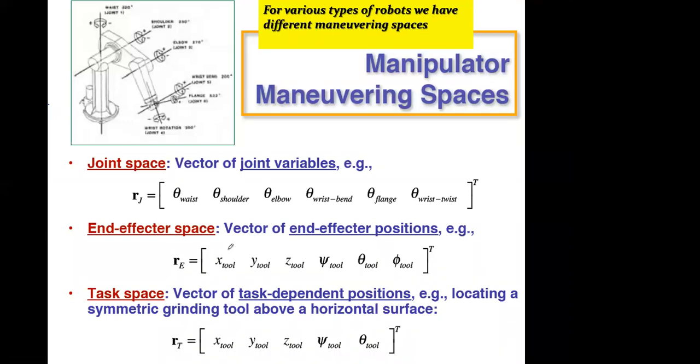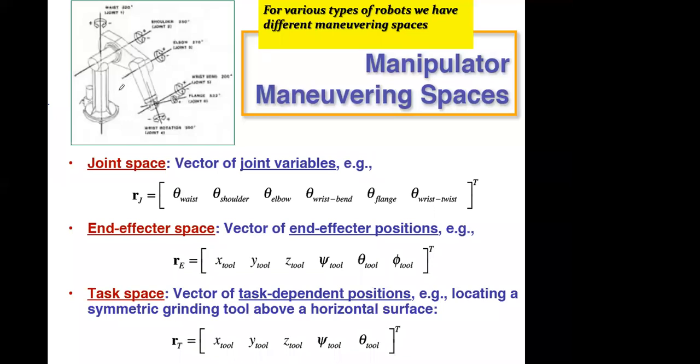What is the maneuvering space? The maneuvering space is that space where the robot can perform the task. So you can see the robot can be easily represented in three aspects. One is called the joint space, another is called the end effector space, and another is called the task space. So what is the joint space?